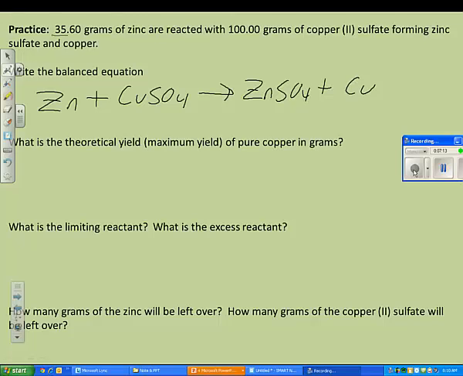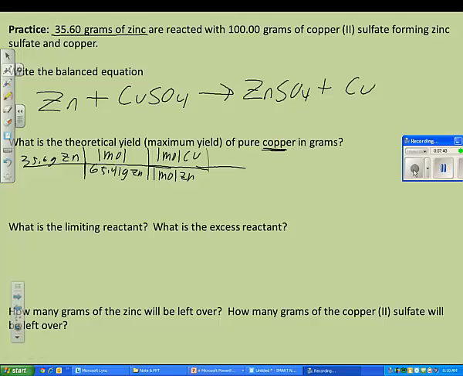So we're going to start with 35.6 grams of zinc and end up with pure copper in grams. So convert to moles using molar mass, which is going to be 65.41. 1 mole. The conversion factor, or the molar ratios for these, is very easy because they're all ones. Everything's a 1. Now convert to grams of copper. So first reaction gives us 35.49 grams of copper.